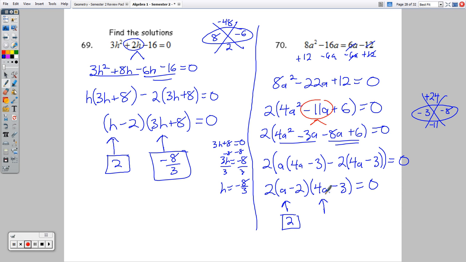Plugging in 2 would make that factor 0. And then if we use our shortcut and do the opposite of that number, which is 3, divide it by that number, which is 4. If you want to do 4a minus 3 equals 0 and solve, add 3 to both sides, divide by 4, you have the same answer either way. So those two numbers are your solutions there.